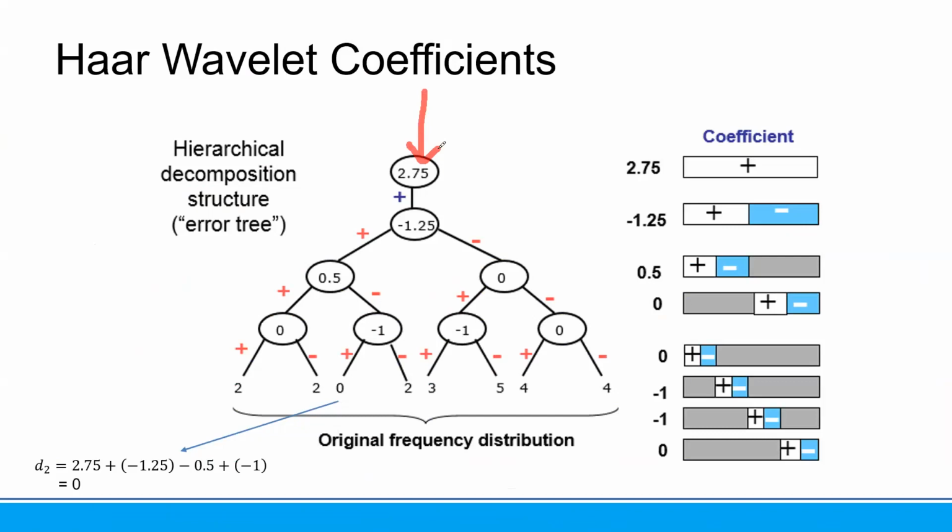It means if you want to reduce from the resolution 8 to 4, you can use this detail coefficient. If you want to reduce from the resolution 4 to 2, you can use this detail coefficient. Okay. So we call this the Haar wavelet coefficient to determine how you can reduce your data.